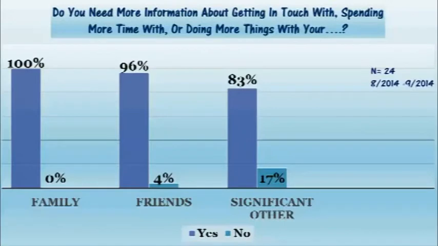Do you need more information about getting in touch with, spending more time with, or doing more things with your family, friends, or your significant other? 100% said yes. They needed more information about contact with family. 96% said yes to friends, and 4% said no. Needing more information and contact about significant others, 83% said yes, 17% said no.